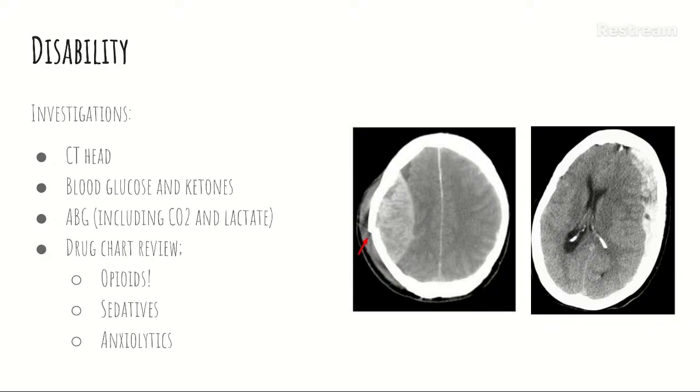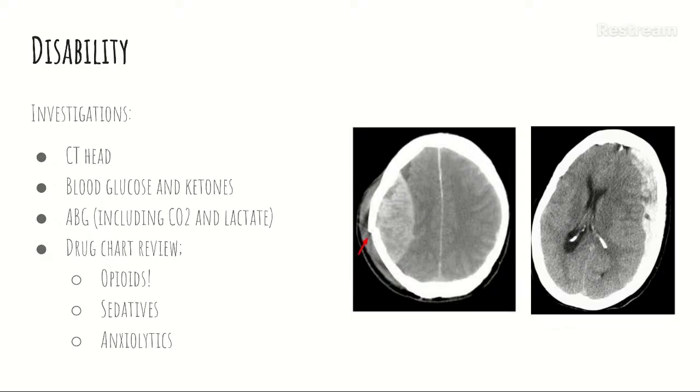While you're doing blood glucose, you might as well do your ketones. You'll have done an ABG when you're assessing B and C. It's always good to look at the CO2 and lactate, because if CO2 is increased, that can make someone narcosed. You're probably already on to it because you would have covered that in B anyway, but raised CO2 can reduce someone's GCS.